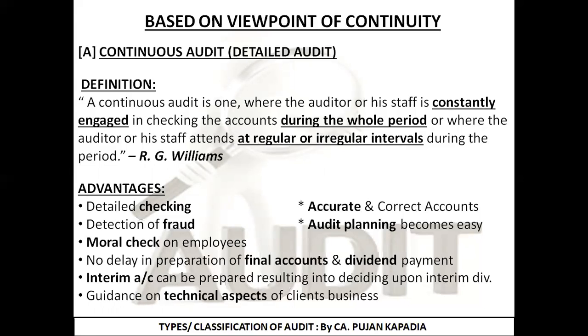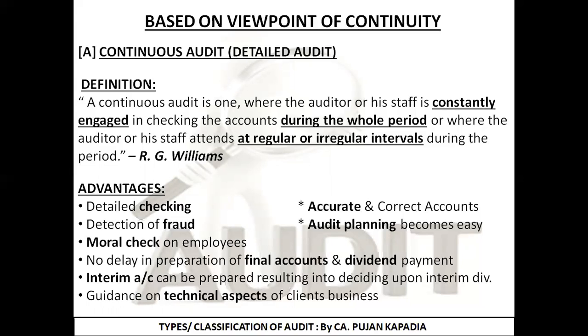You may carry out continuously, maybe on a daily basis, or you are visiting the client place at regular intervals or at irregular intervals. What I want to say here is it is not like you are just going once in a year and carrying on the audit. No, you are constantly in touch. You may go on a fortnightly basis, you may go on a monthly basis. It is totally up to you. But you are getting the books of account audited on a continuous basis. Such kind of audit is known as continuous audit or detailed audit.